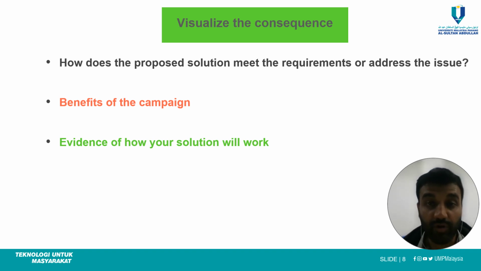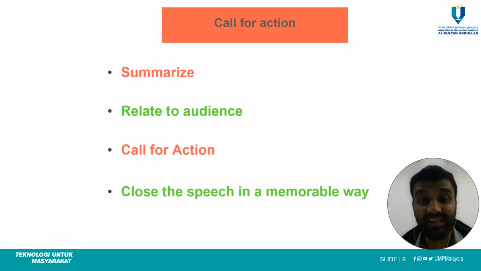Because you have the benefit of the campaign, you have a proposed solution, and then you show the evidence. That's the reason your work will go beyond the point, and you will reach your objectives with the help of the evidence. So your audience will visualize the concept. In this persuasive speech, the call for action is the final point. That's why it's put in red. It means they have a high surveillance of the campaign.